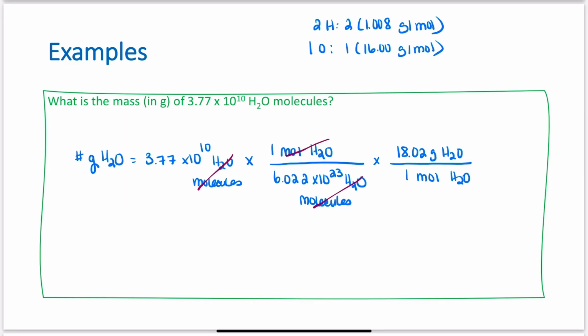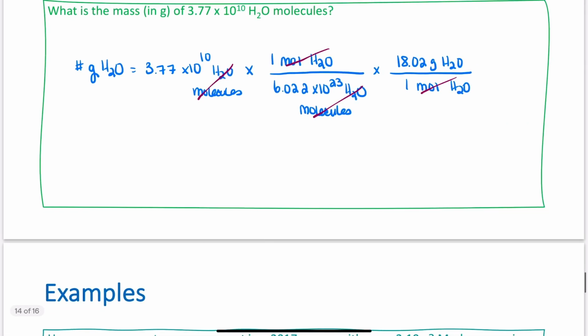That's where I got the 18.02. That cancels out my moles, and let me plug this in the calculator quick. 3.77 e to the positive 10 divided by 6.022 e to the 23rd times 18.02. 1.13 times 10 to the negative 12 grams of water. I gotta emphasize what units I have here, and it is grams.